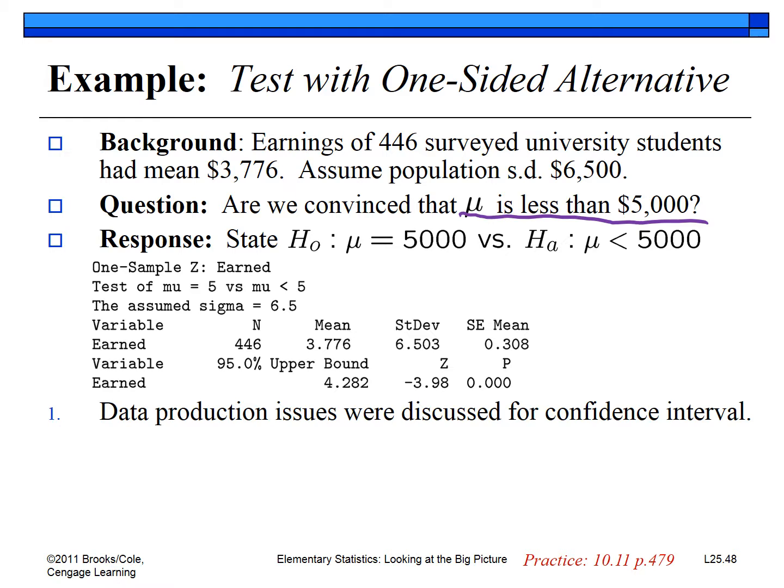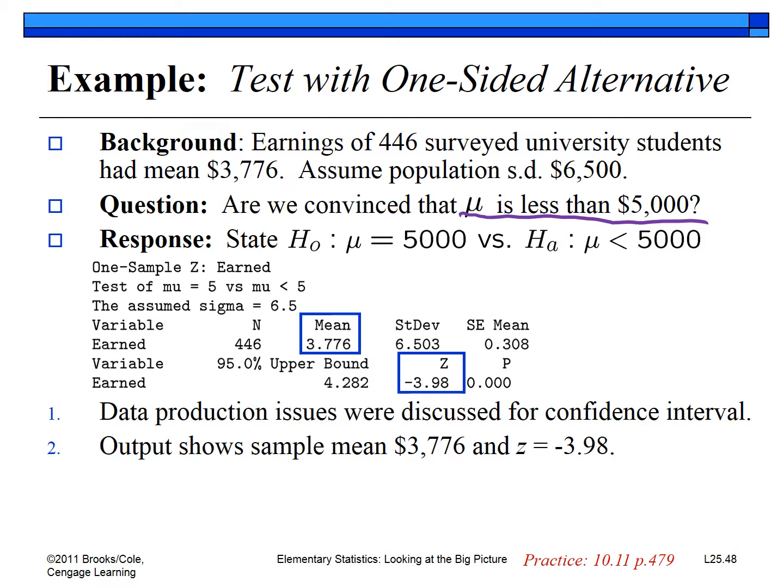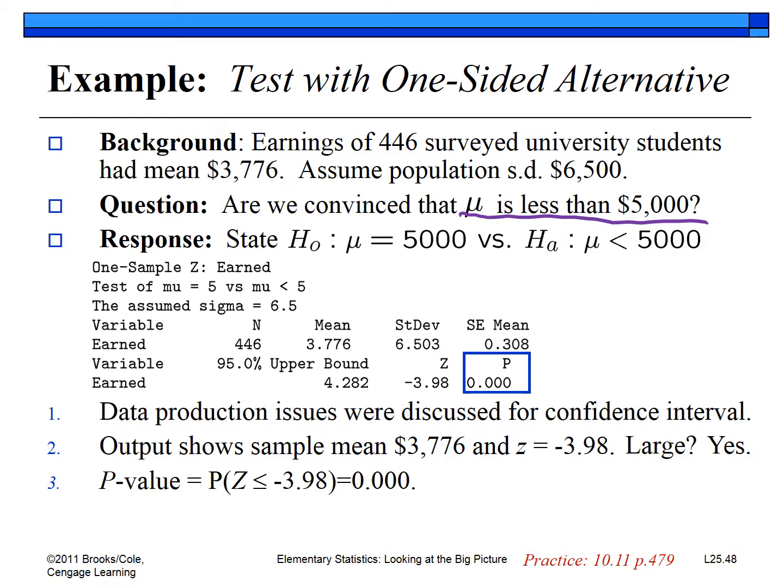We've talked about what potential data production issues could come up. We've already determined that we can use the normal distribution in this case. We see our sample mean at 3.776, remember that's in thousands, and we see our standardized statistic, negative 3.98. Is that large? Yeah, that's pretty big. It corresponds to a p-value of 0 to 3 decimal places. Is that small? You bet. Can't get much smaller.